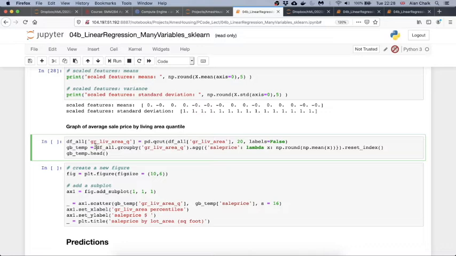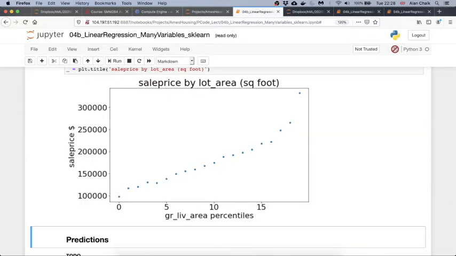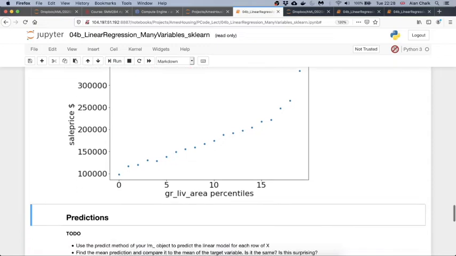Let's have a look at the graph of the average sale price by living area quantile. This kind of groupby is something you've already seen once, and you can see I'm using qcut to get the percentiles. I'm not sure that's a very exciting graph, but it kind of makes sense. As the living area increases, the sale price increases.